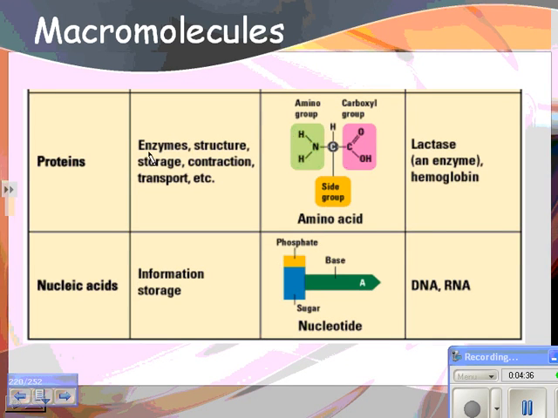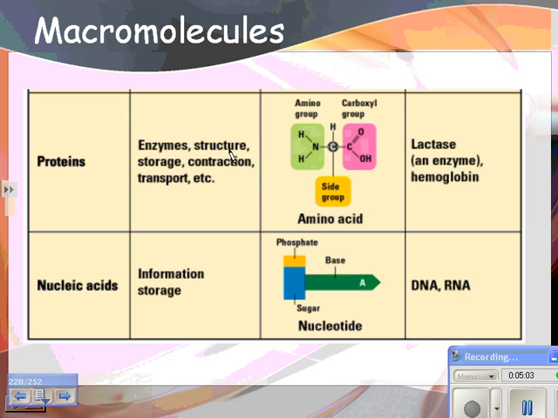Proteins. The function of proteins, some are enzymes, and so enzymes we'll spend a whole unit on, and those are the molecules that speed up chemical reactions. So you have a million reactions that happen in your body all the time, and each one has an enzyme that says, hey, this is the way you go, and it helps it to move faster, and so we'll do a whole unit on that. Structure, so collagen, for example, is an example of a protein that gives your body structure.